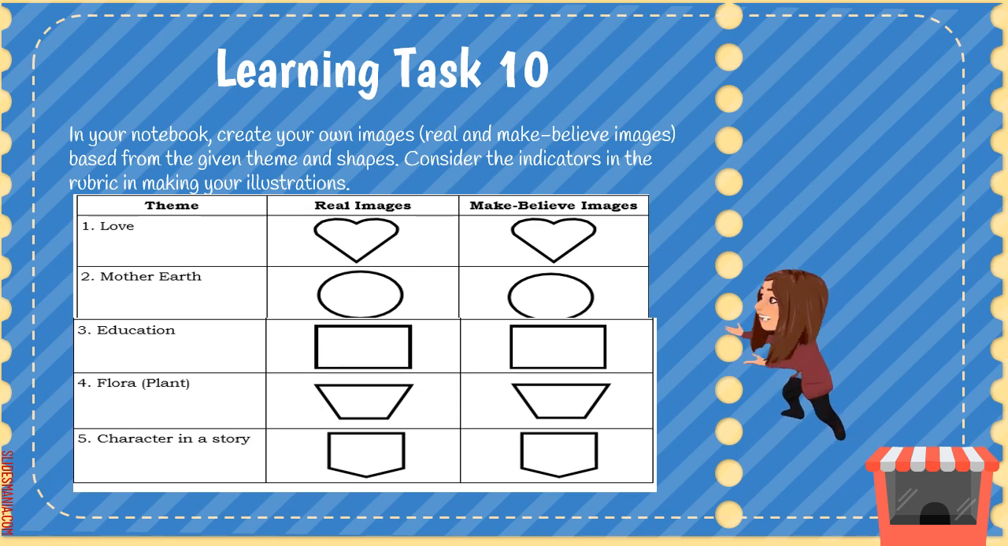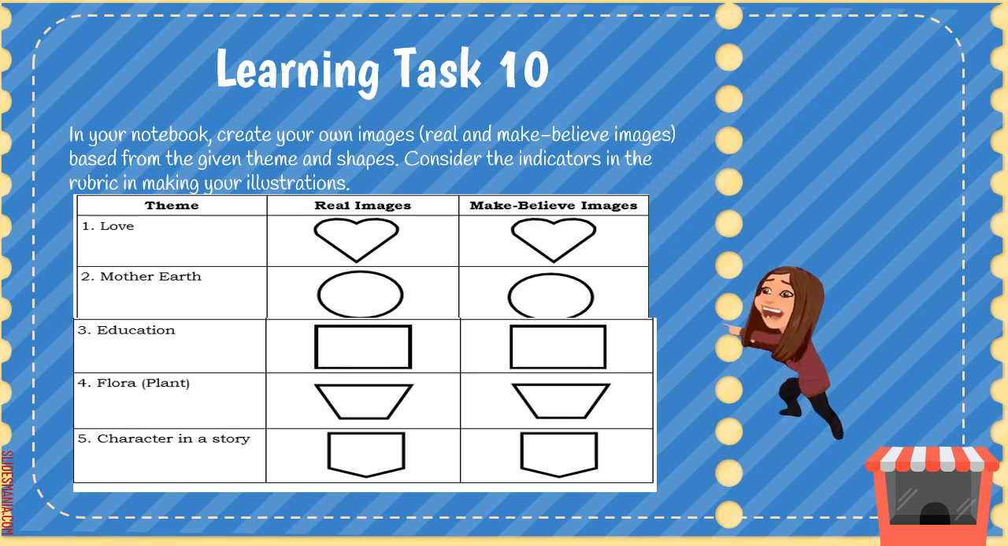So you will notice there are three columns. The first column is about theme. So we have number 1, love. Number 2, Mother Earth. Number 3, education. Number 4, flora or plant. And number 5, character in a story. So any character in a story. Then you will see the different shapes inside the next column.